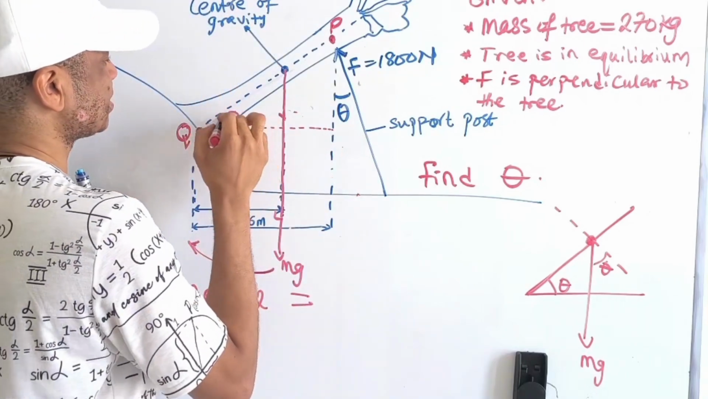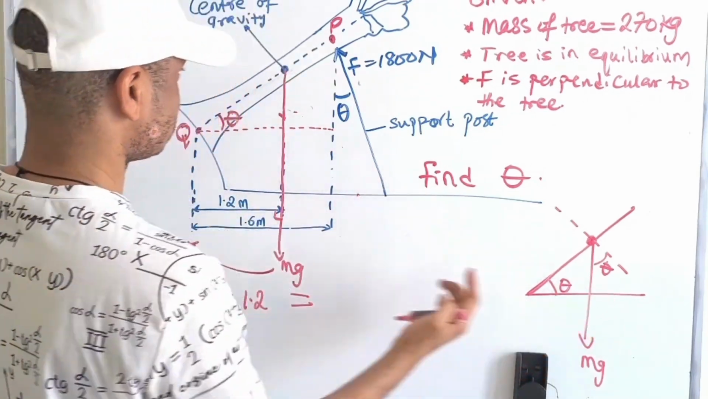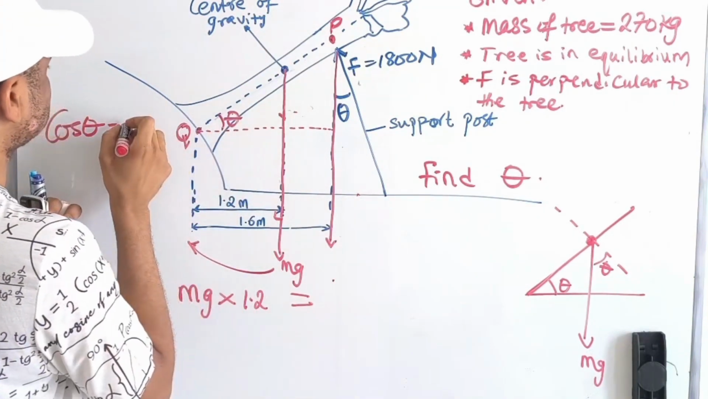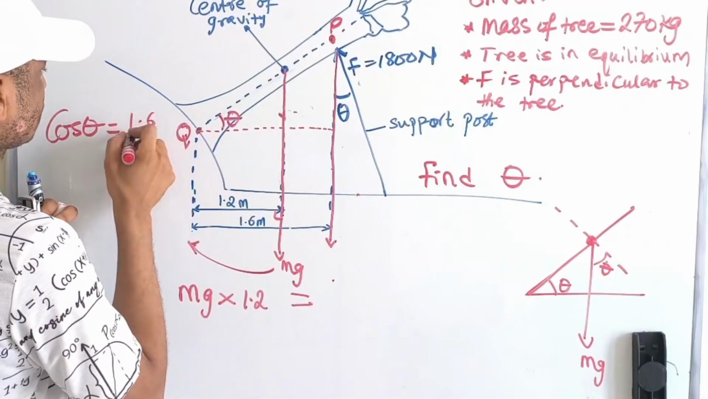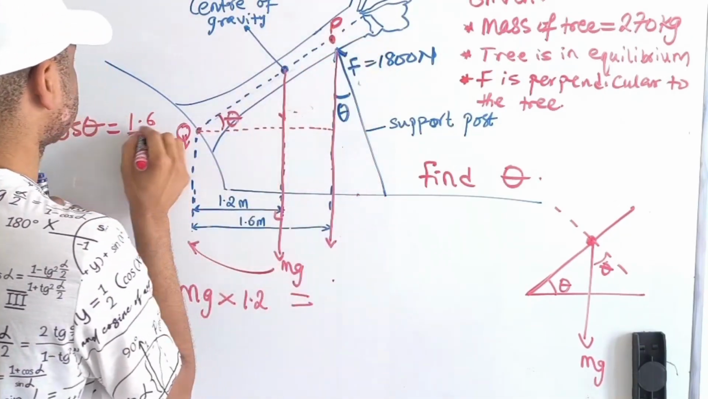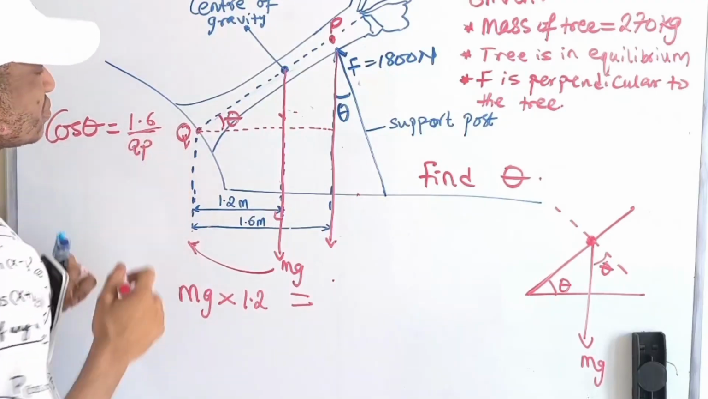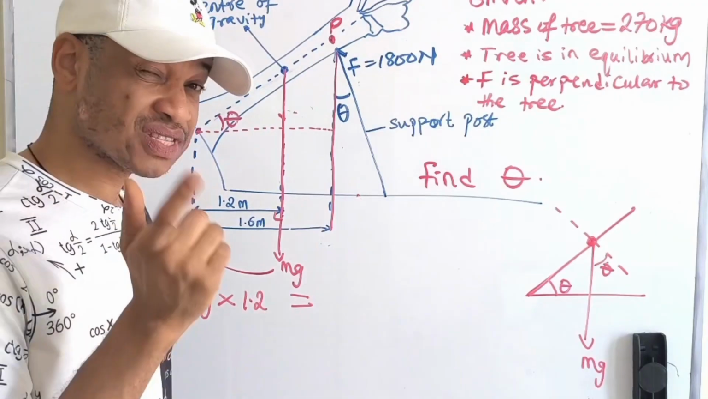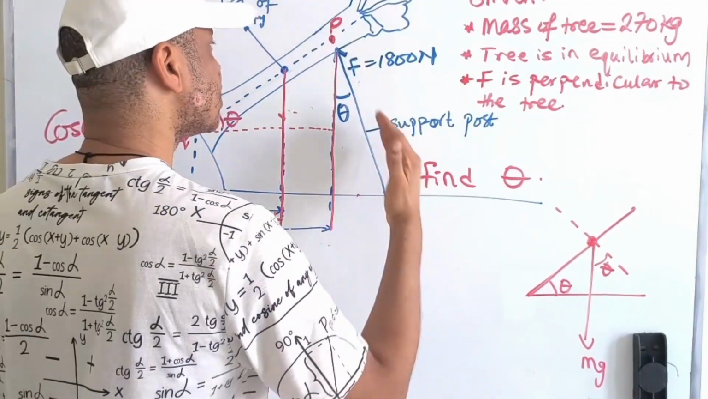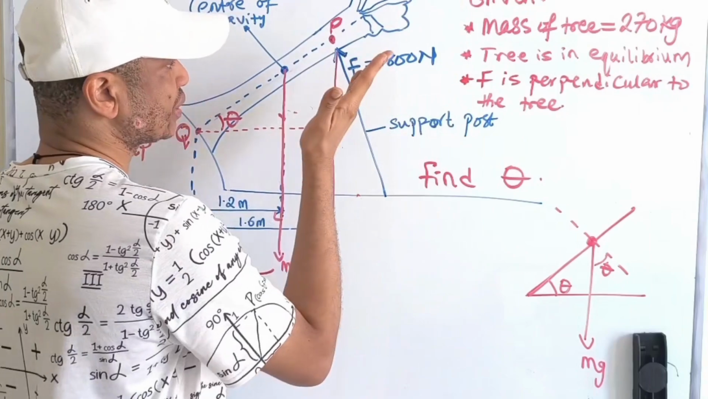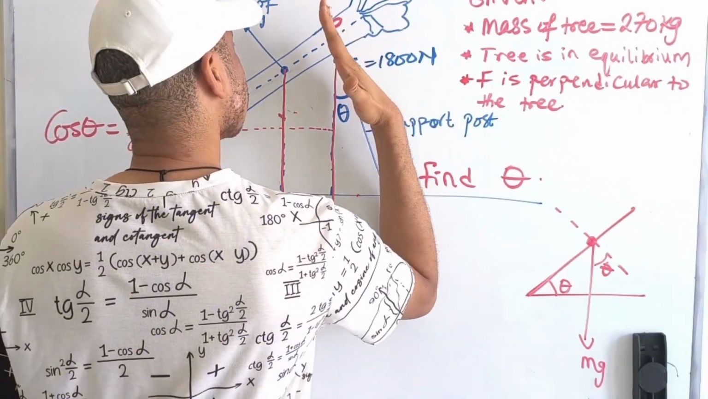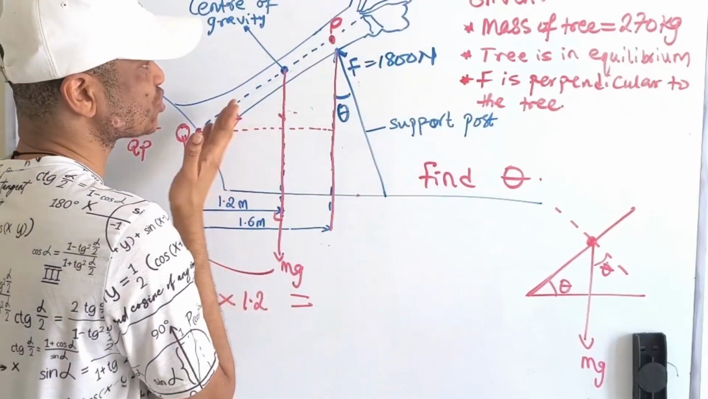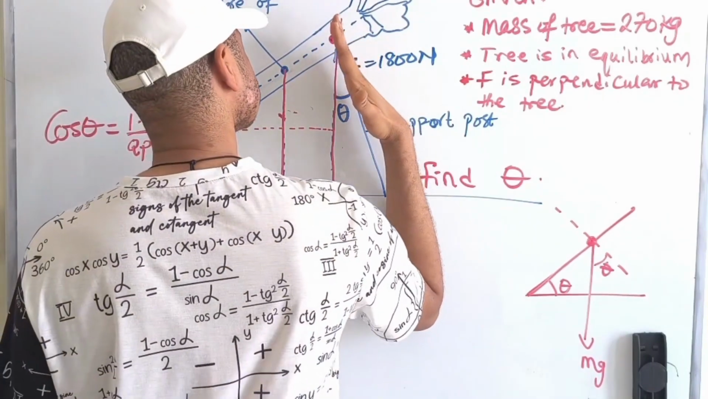and this will be theta. Don't mind the rough diagram. So cos theta is adjacent over hypotenuse, so this is 1.6 over hypotenuse. Now hypotenuse, that's QP. You might ask, why am I finding this? Now you should understand the question, okay? The force is already perpendicular to the tree. So I need the force and this distance. That is why I'm trying to find QP, so that I can multiply this and the distance.